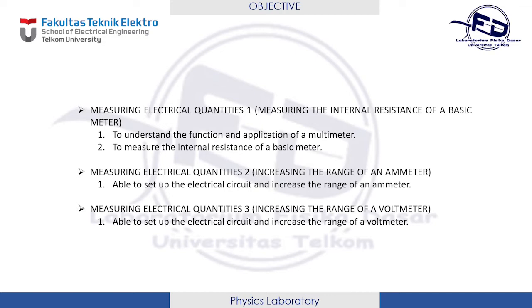Measuring electrical quantities 2: increasing the range of an ammeter. Able to set up the electrical circuit and increase the range of an ammeter. Measuring electrical quantities 3: increasing the range of a voltmeter. For the learning objective, able to set up the electrical circuit and increase the range of a voltmeter.